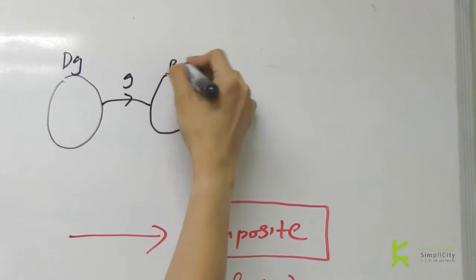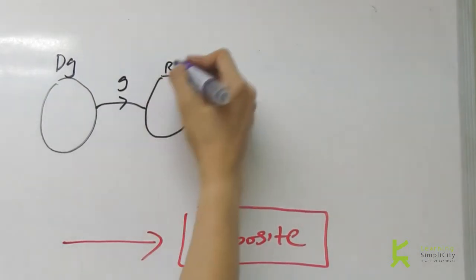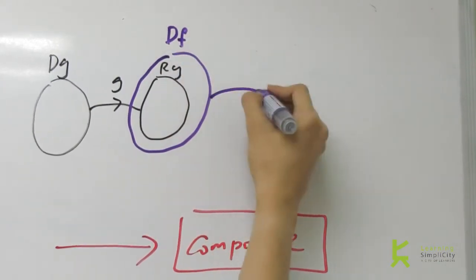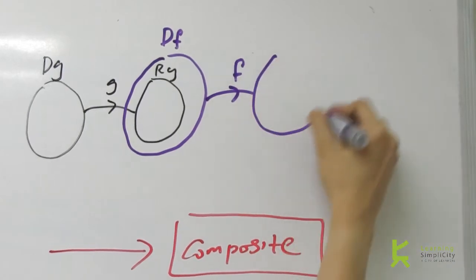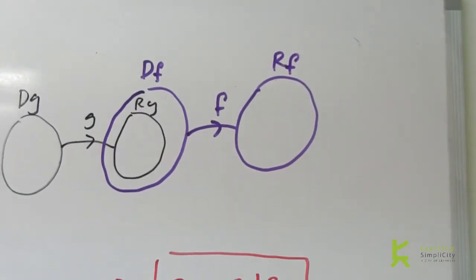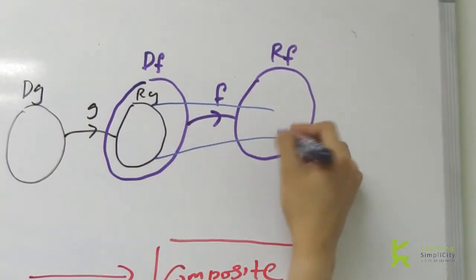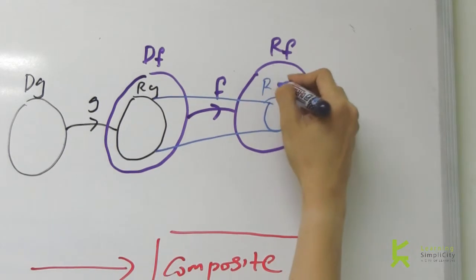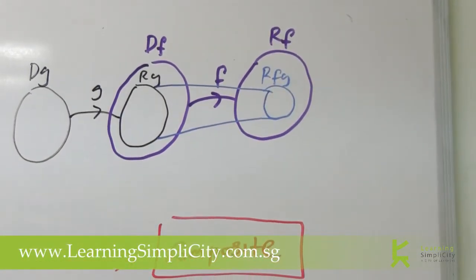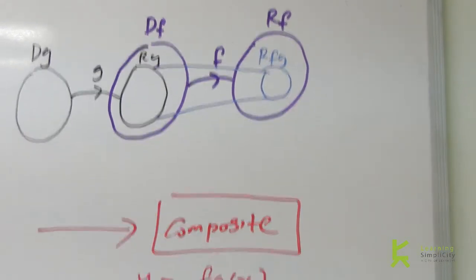For this composite function, we start out with the domain of g. Under the mapping of g, we have the range of g. This range of g must be inputted into the domain of f. For the function f alone, under the mapping of f, it will be mapped onto the range of f. But since it's a collaboration effort, whatever is in the range of g is now inputted under the mapping of f to form the range of fg. From the bubble diagram, the range of fg is always a subset of the range of f.